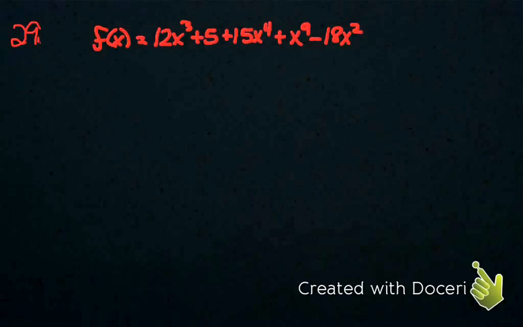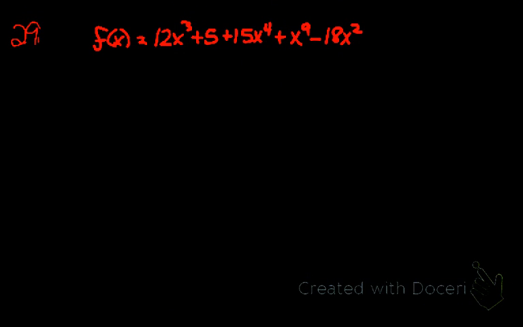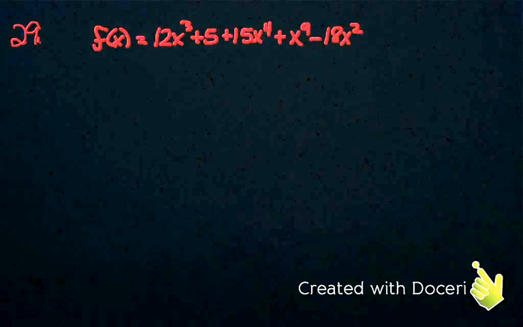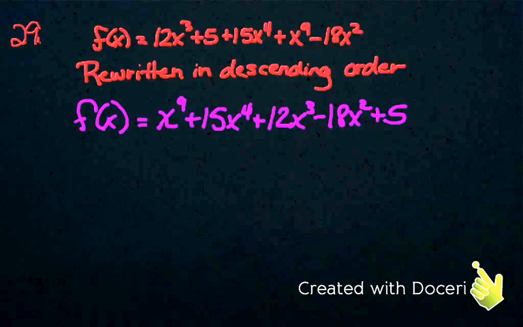Okay? The next question is asking us to state the degree of the equation and the leading coefficient. Now this one is slightly tricky because it's not in order. So you have to write it in descending order. And as a result of that, we see that the leading coefficient is 1 and the degree is 9.